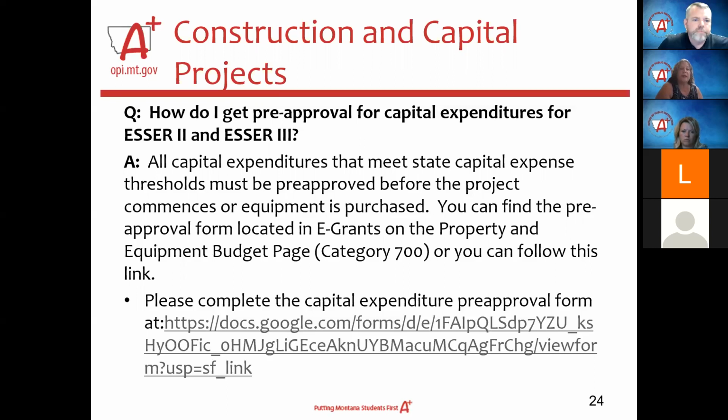How do I get pre-approval for capital expenditures for ESSER 2 and 3? All capital expenditures that meet state capital expense thresholds must be pre-approved before the project can commence or equipment can be purchased. You can find the pre-approval form in eGrants on the property and equipment budget page, the category 700 budget page, or you can follow this link directly. It is a Google form. It's not overly complex, and if you have any questions about it, I'm happy to talk you through it.